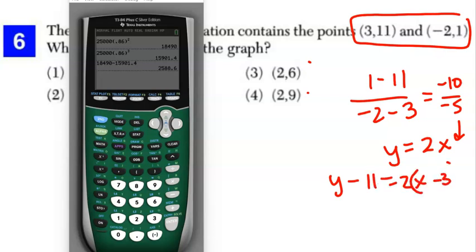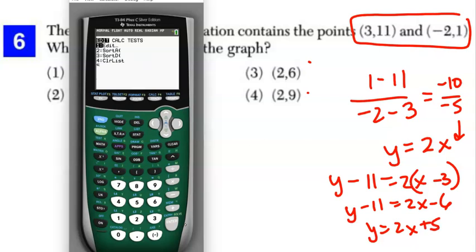2 times x minus 3, y minus 11 equals 2x minus 6, so y equals 2x plus 5, and then we could plug those numbers in. Or we could have just gone to our stat edit list. We could have put these two numbers in to begin with. So 3 and negative 2 are our x values, and 11 and 1 are our y values.